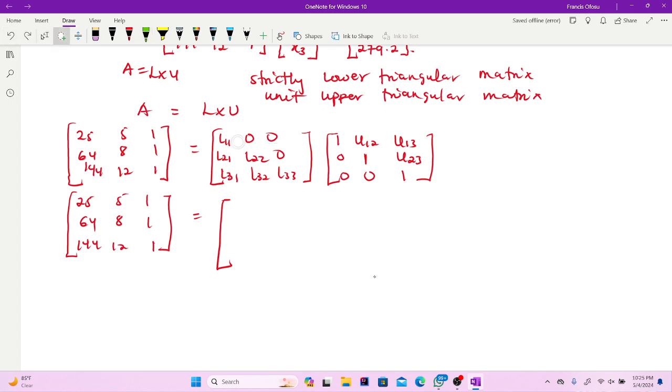As I said, this row is multiplying this column. So I'll have L11 multiplied by 1, which gives L11. Then 0 multiplied by 0 is 0, plus 0 multiplied by 0, so everything else is 0. So here becomes L11. Let's move to the same row multiplied by this column. How do you get that?